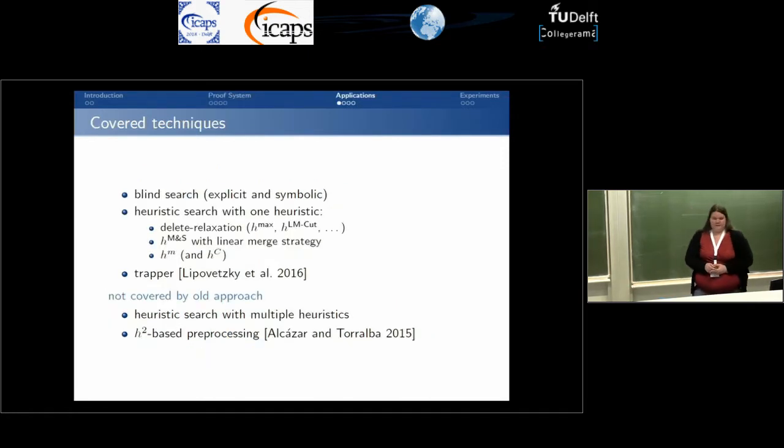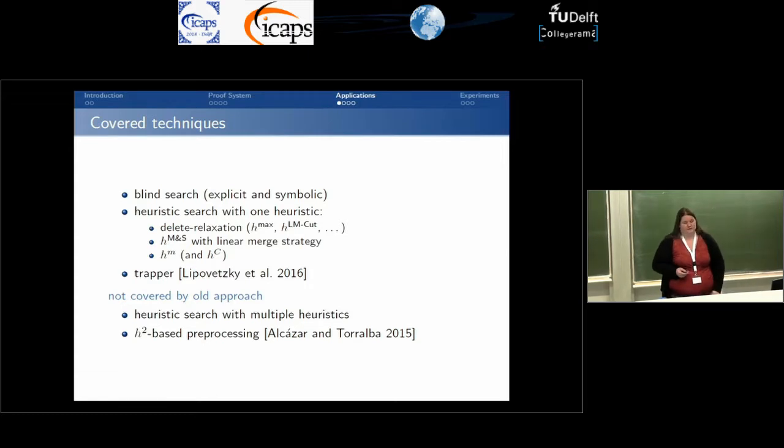Okay, this is an overview of the techniques which are used in planning, which we can actually generate proofs from. This is not necessarily an exhaustive list, but this is what we looked at. So we can generate proofs for blind search, both explicit and symbolic, also both in regression and progression. We can generate proofs for heuristic search with 1 heuristics, and there we looked at the delete relaxation heuristics, merge and shrink heuristics with a linear merge strategy, and the HM and HC family. And also Trapper, which was introduced by Nir Lipovetsky et al.